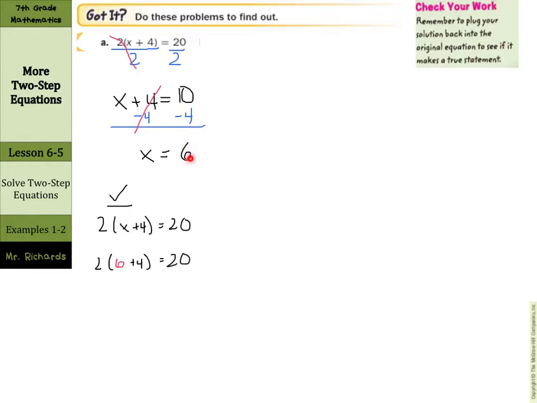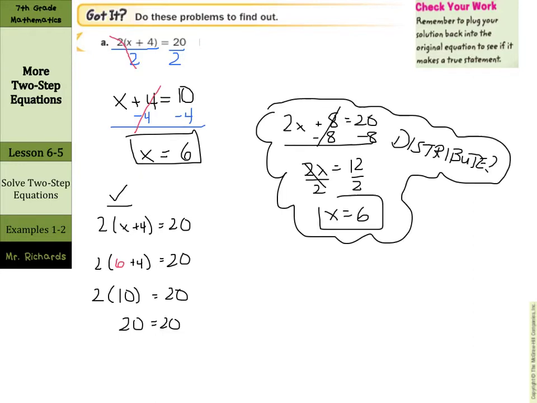So if we make our substitution of 6 for x into that original equation, 6 plus 4 is 10. And 2 times 10 is 20. So 20 equals 20, and our solution is x equals 6. Again, could you distribute here? Well, as it shows there, yes, you can distribute, and you can get x equals 6 that way as well. But look at the numbers you're dealing with in both options.